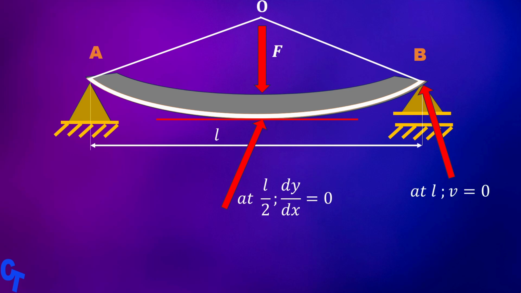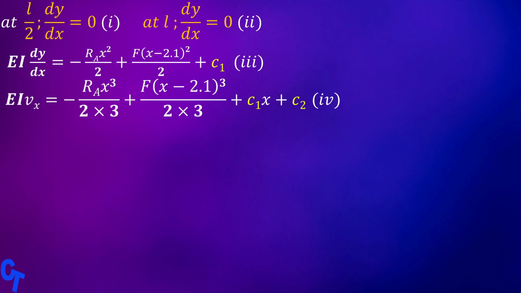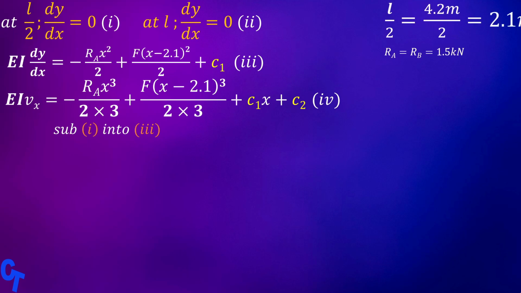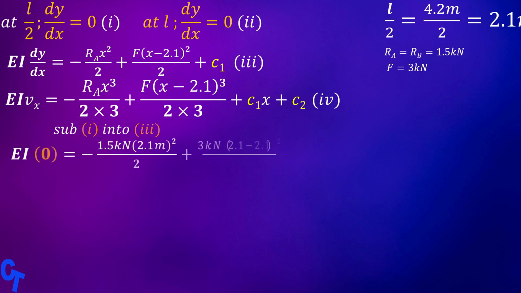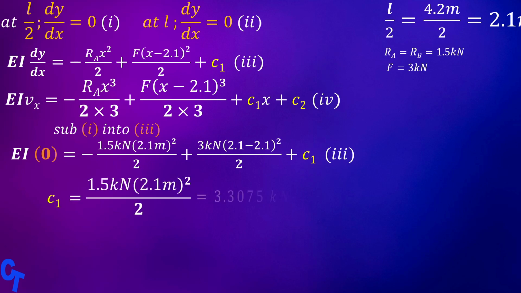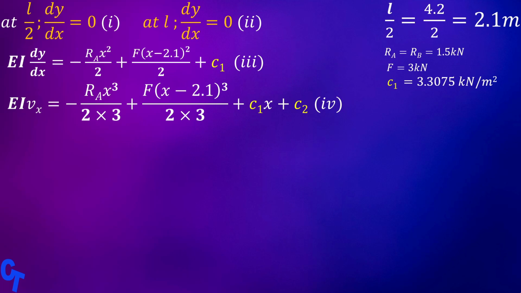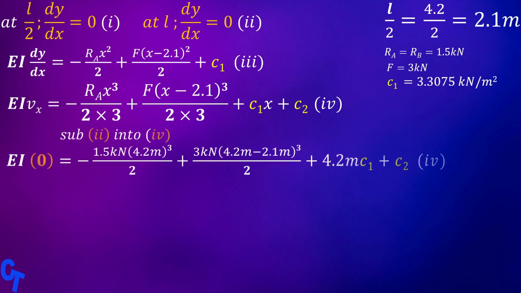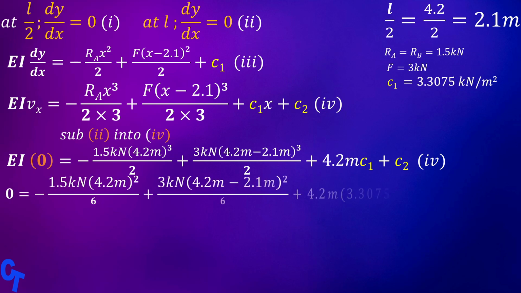Now let's sub the first boundary condition into equation 3. Remember, x is our point of interest, which is 3 meters. L is the length of the beam, which is 4.2 meters, and dy/dx is 0. To find the constant, we just need to make C1 the subject of the formula and simplify. C1 equals 3.75 kilonewtons per square meter. Now let's sub the second boundary condition into equation 4, and Vx equals 0. C1 is 3.75 kilonewtons. If we simplify, we get C2 as 0.